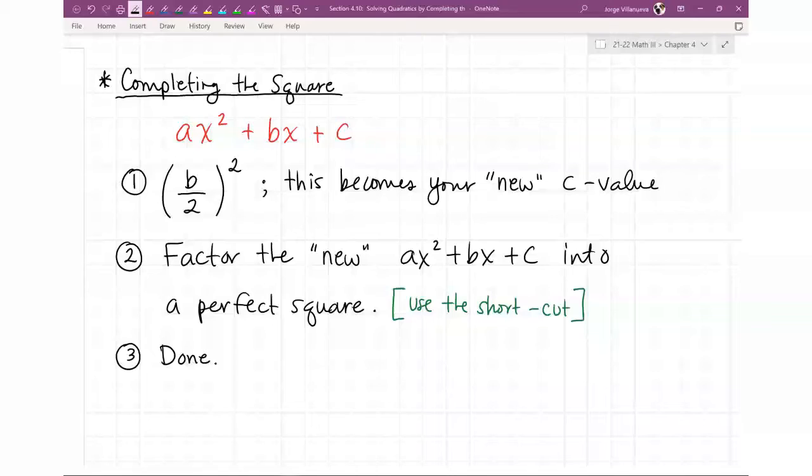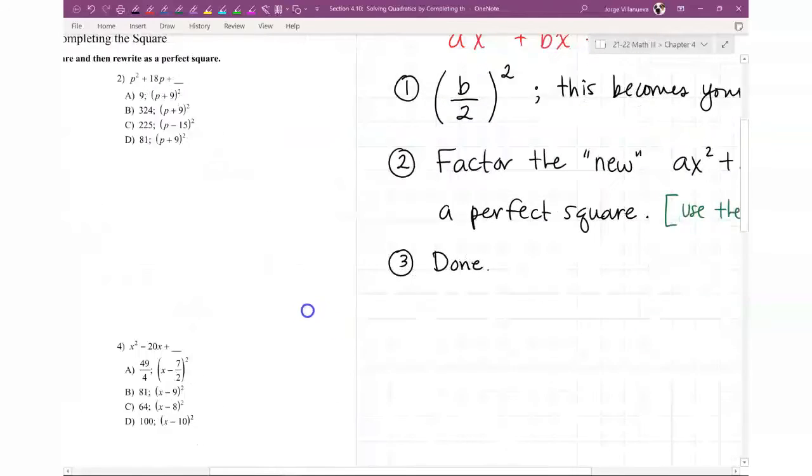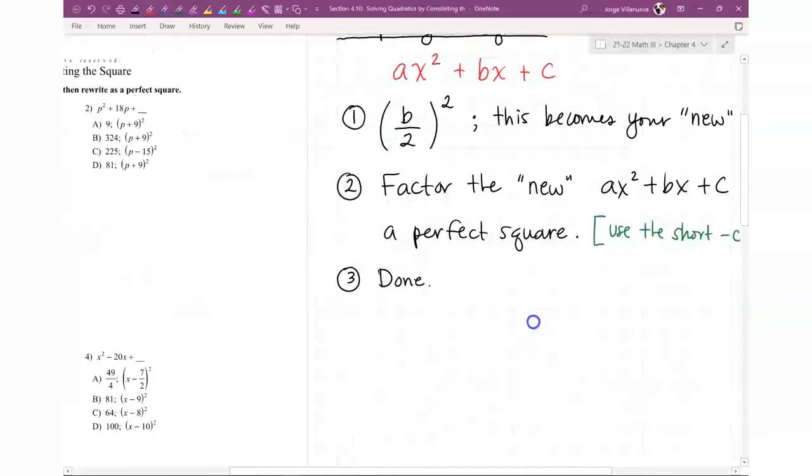The first 4 problems that they give us are not solving problems. They're basically fill in the blank, like what goes here. What's the new c, as we called it? What goes there, and then they're going to say, okay, factor it. But they're not going to say solve. They just want you to find the c and factor it. So let me show you what I'm talking about. Let's take number 2, for instance, so we can still see the work here. Let me write down number 2 here.